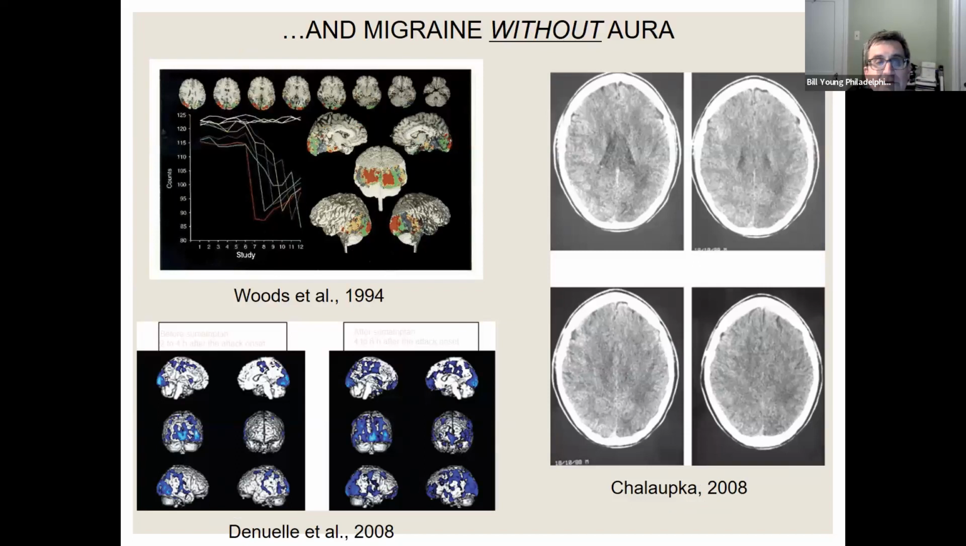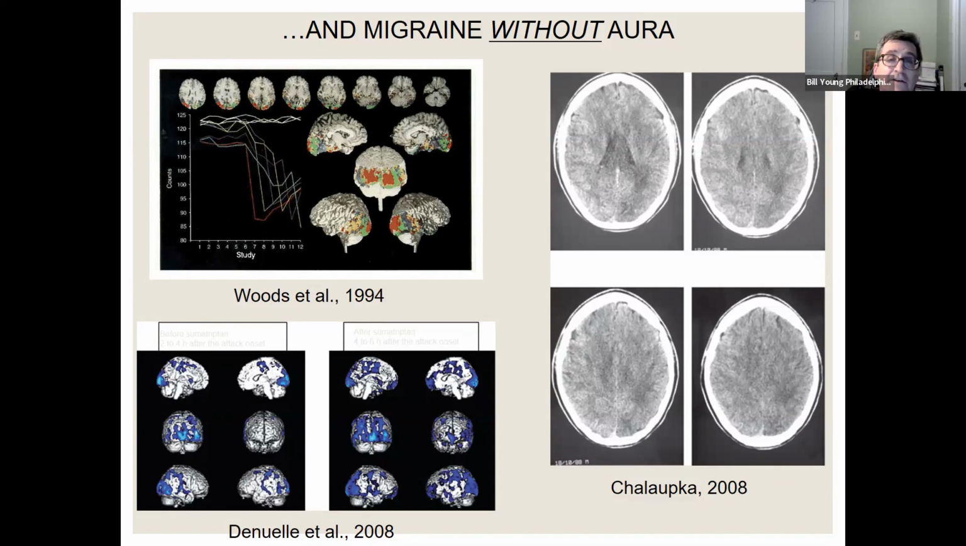And here are some other examples where there are brain changes. The study on top is a PET study. It would probably happen if you happen to be doing a study of somebody having an aura with a PET scan. You could probably see it in everyone.